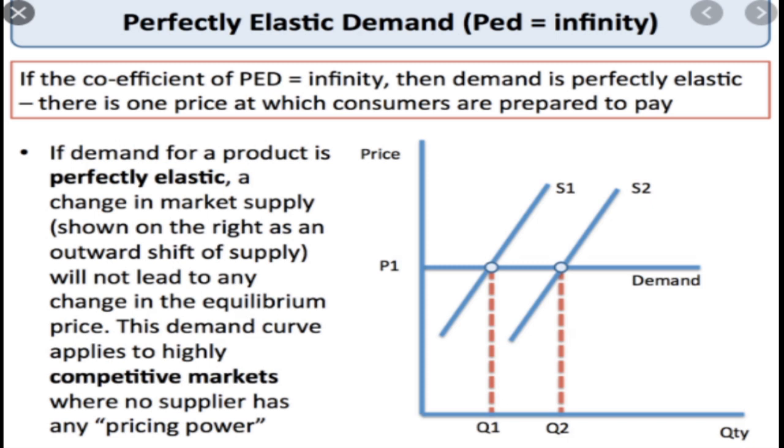For example, if the price increases somehow, by a small amount, then the quantity demanded will decline infinitely to 0. And if the price declines somehow, then the quantity demanded will increase infinitely. So in this case, the demand curve is a horizontal straight line. And here, the coefficient of price elasticity of demand is infinite. So the elasticity of demand here is infinite.